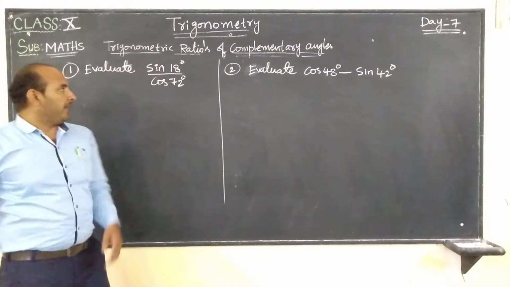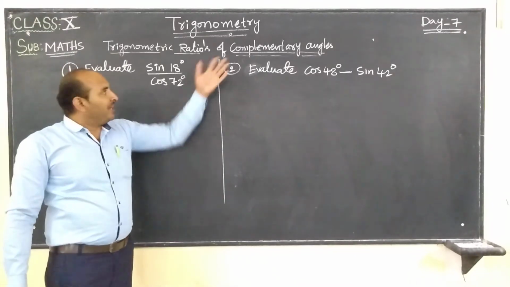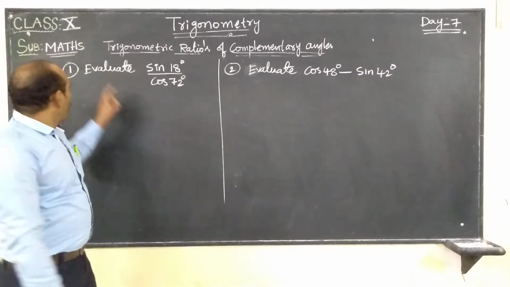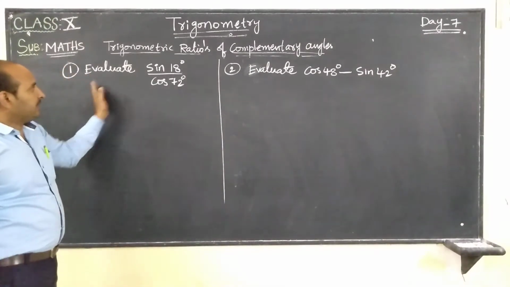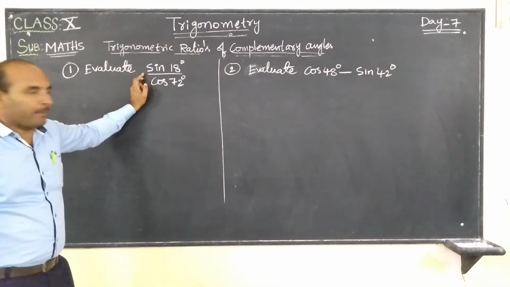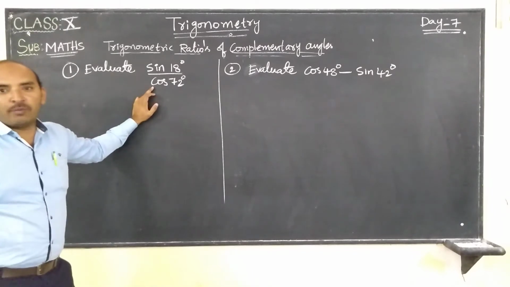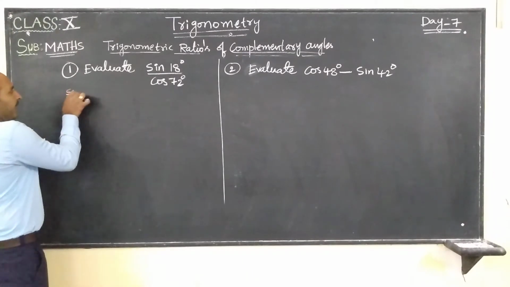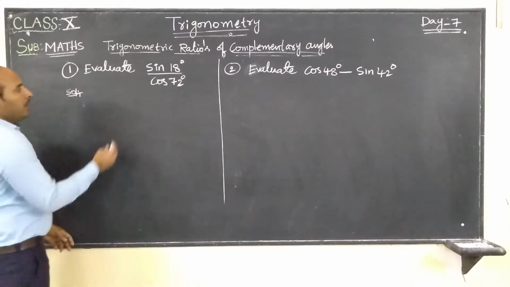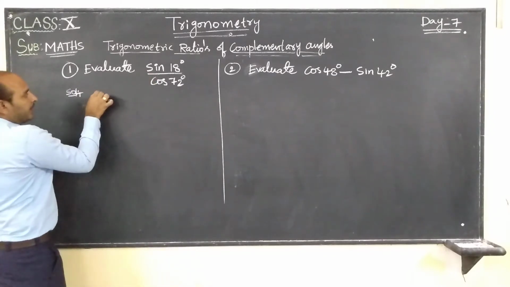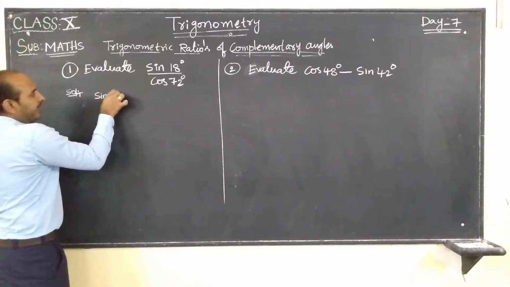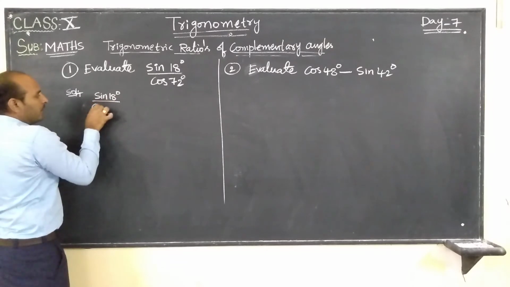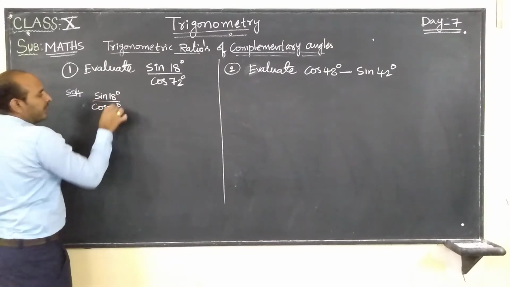Now let's move on to the problems based on complementary angles. Problem number 1: evaluate sin 18 degrees divided by cos 72 degrees. What is the value?